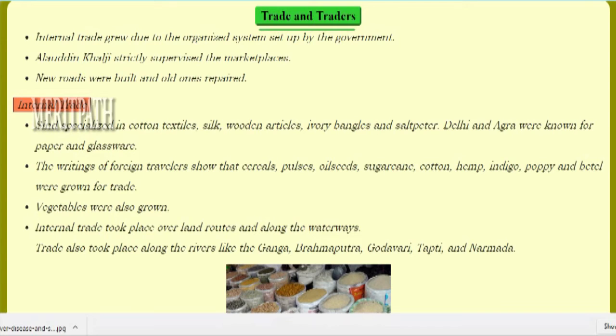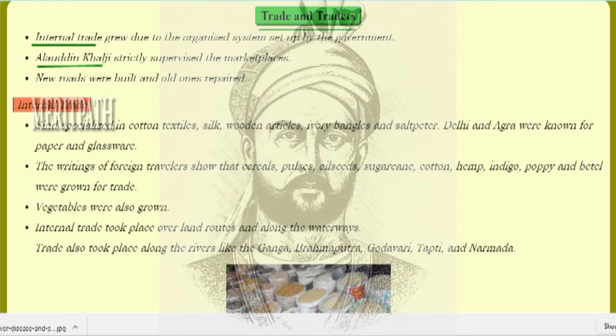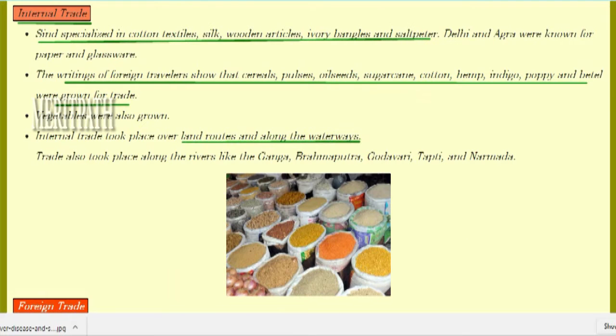Let's study a new chapter called Crown, Trade and Craftsperson. First, let's see about trade and the traders. Internal trade in India grew due to an organized system set up by the government. The ruler Alauddin Khalji strictly supervised the marketplaces. He also built new roads and undertook the repair of the old roads. How was the internal trade? The Sindh region specialized in cotton textiles, silk trade, wooden articles, ivory bangles and also salt. And Delhi and Agra were well known for paper and glassware.